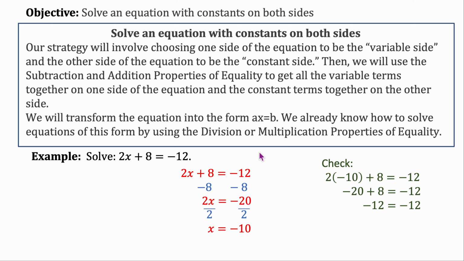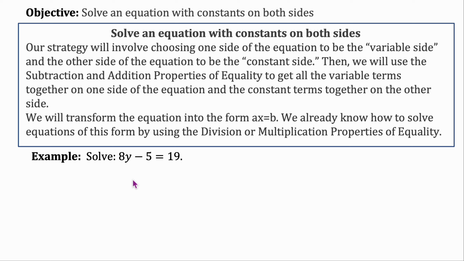Let's do another one. So we've got this equation. We need to get a variable side and a constant side. Let's go ahead and take this negative 5 and counteract that by adding 5 to both sides. We get that 8y is equal to 24. We have to divide both sides by 8. We get an answer of 3.